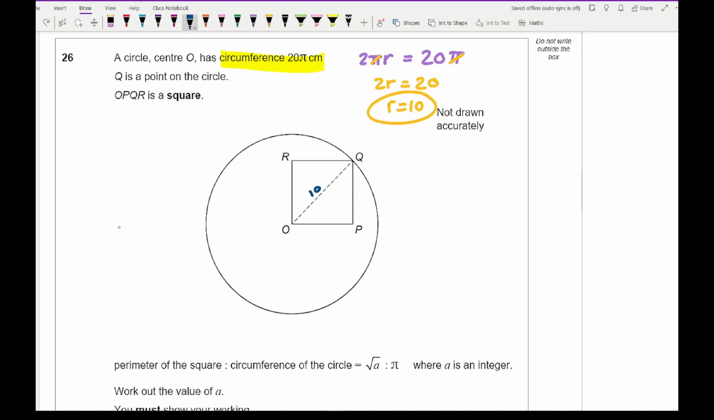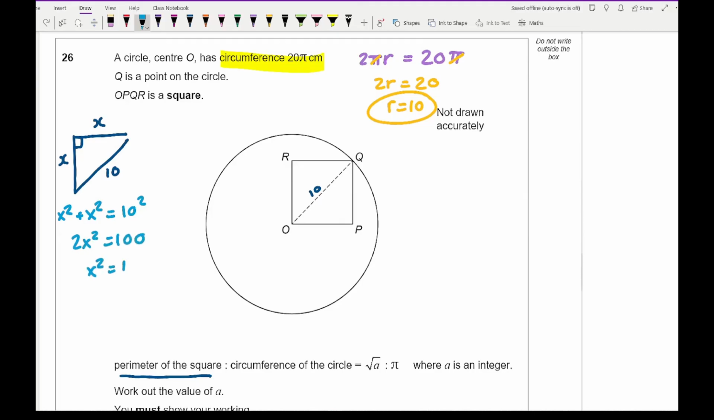Now what we want to work out is the perimeter of the square. If I take that triangle out, we know that the sides of a square are the same, and we know that this length here is 10. So using Pythagoras, I've got x squared plus x squared equals 10 squared. So 2x squared equals 100. So x squared equals 50. And so x equals the square root of 50. Now I can simplify the square root of 50 knowing surds. So x can be written as root 25 times root 2, which equals 5 root 2. So x equals 5 root 2.